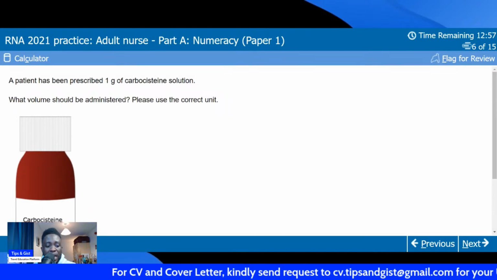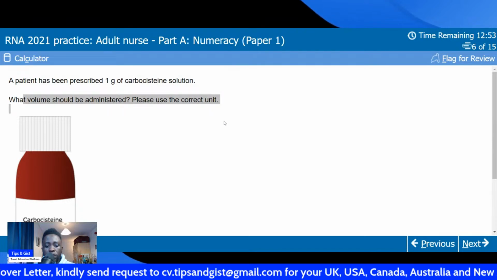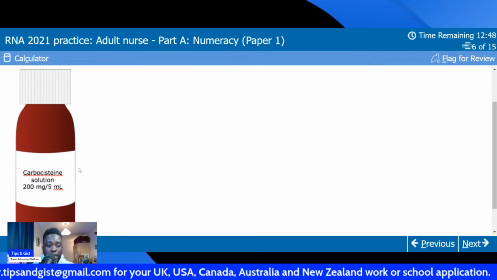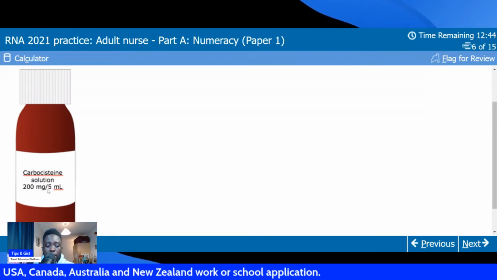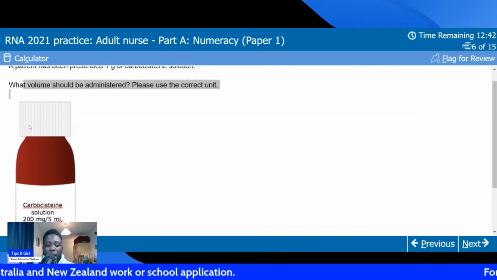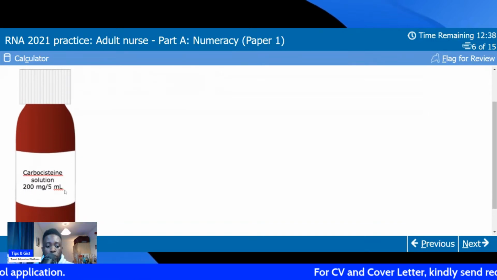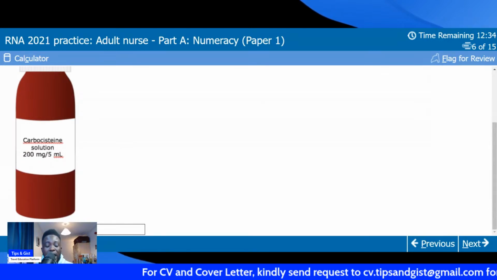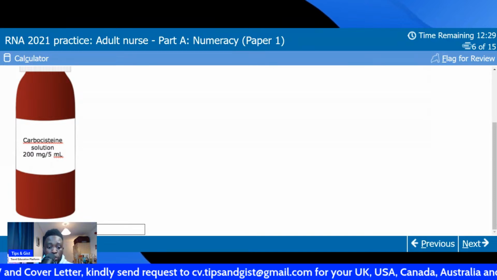All right, so a patient has been prescribed 1 gram of carbamazepine. What volume should be administered? Please use the correct unit. So look at the carbamazepine. It has been labeled: carbamazepine solution, 200 milligram per 5 mils. That means if you pour 5 mils for the patient, you have administered 200 milligram. That is what should come to your mind, because on the label each 5 mil is 200 milligram. That is one thing we should note.